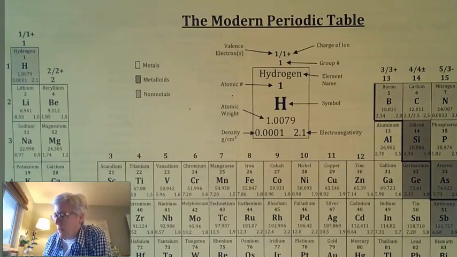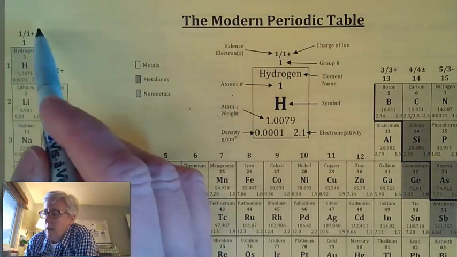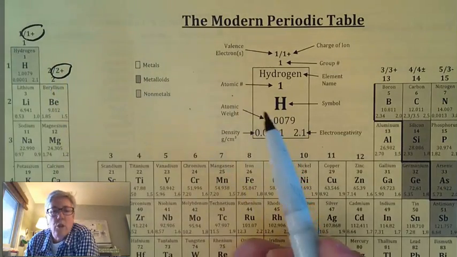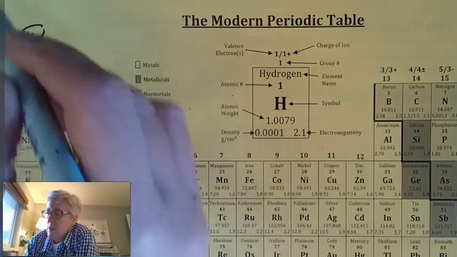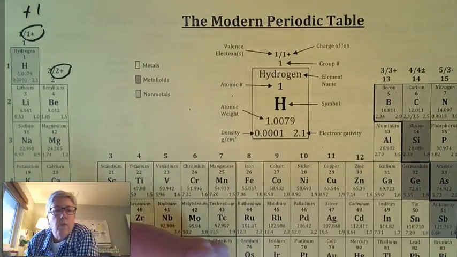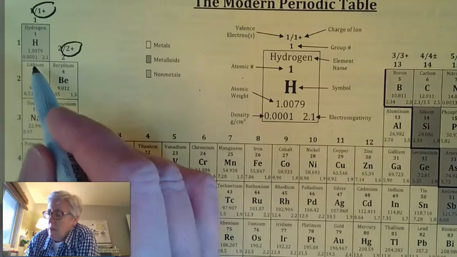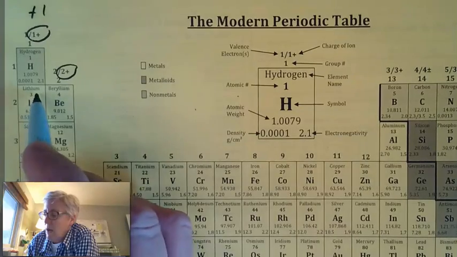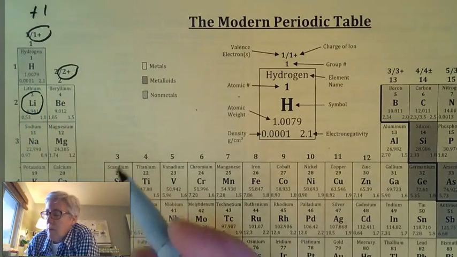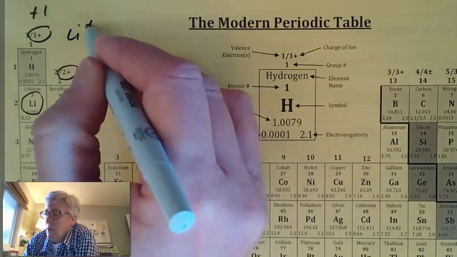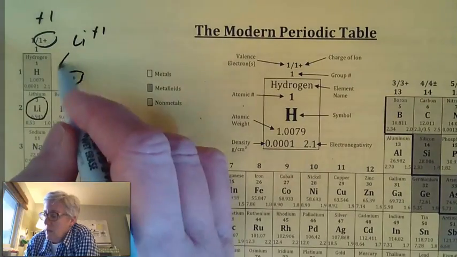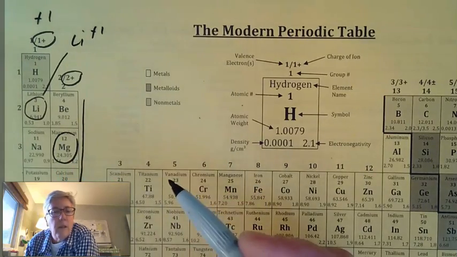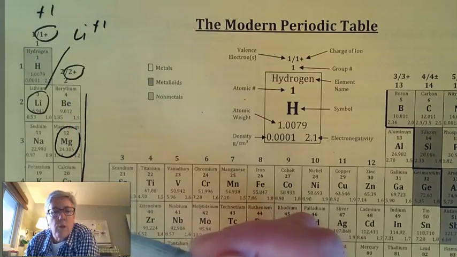So this is a yellow table. I just want to show you that on the top of every column, the typical charge is shown. So in other words, one plus, or plus 1, either one is fine. In this column, those things tend to have a charge of plus 1. So if I had an ion of lithium, it would be a plus 1, and I would write it lithium plus 1. Anything in this column or family, if I had an ion, would tend to have a charge of plus 2. So magnesium would have a charge of plus 2.